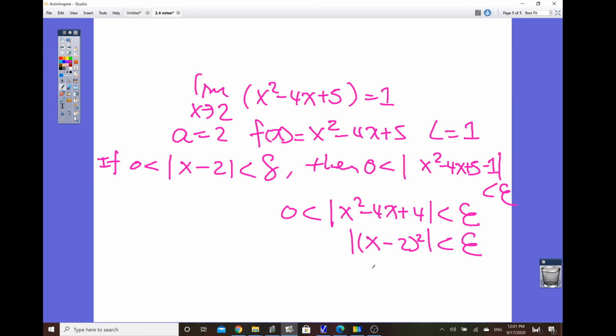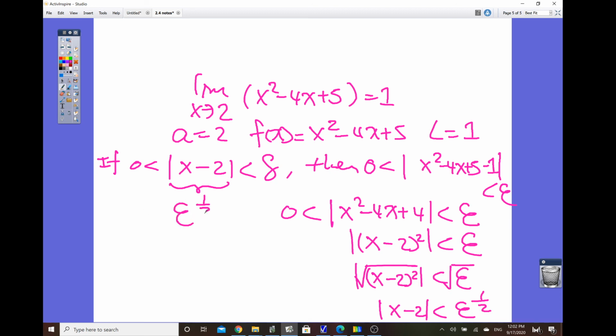So for the exponent, what we can do here is take the square root. So that means take the square root of both sides. So we do have the absolute value of x minus 2 is less than the square root of epsilon. The other way to rewrite that square root of epsilon is epsilon to the power of 1/2. So now, instead of using that absolute value of x minus 2 in the hypothesis, we're using that epsilon to the power of 1/2. So epsilon to the power of 1/2 is less than delta.